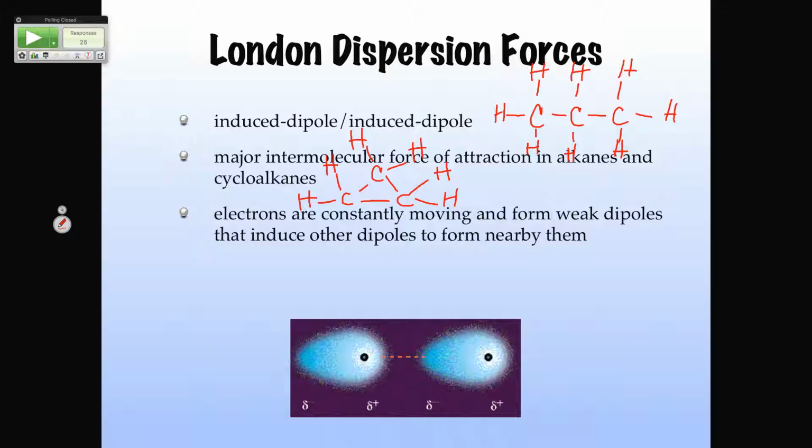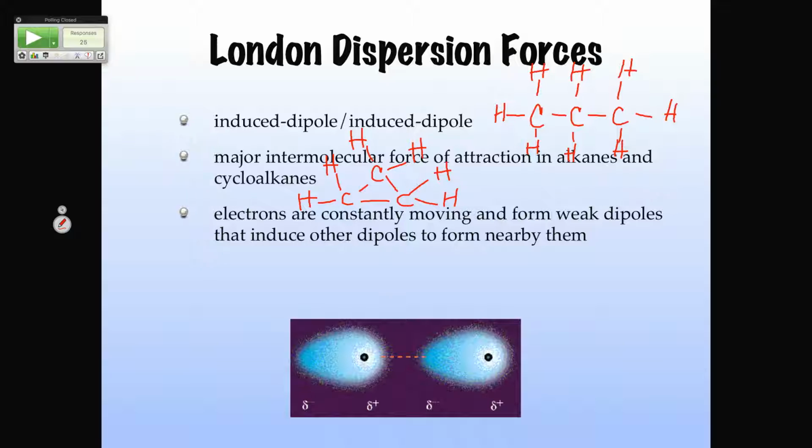So what happens is the electrons in the compounds are constantly moving, and as they move, they will make little areas where there's more negative and a little bit of positive. Where's that positive coming from? It's coming from the nuclei of the atoms. So your electron cloud is kind of moving around, making little dipoles. They're induced because they're induced by the molecule that is next to it.